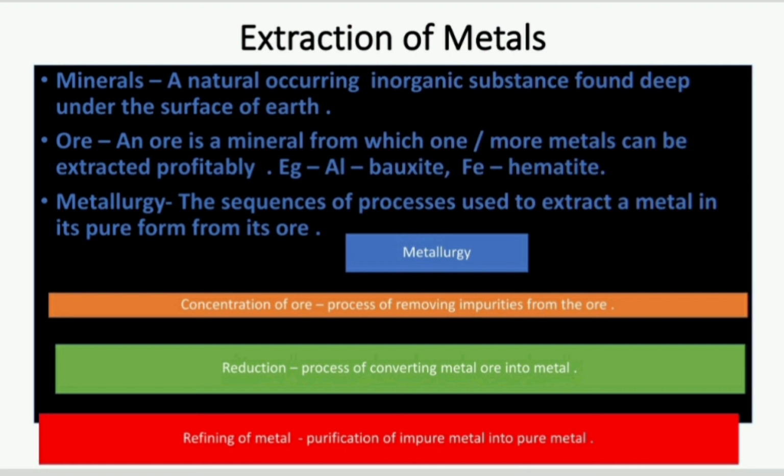The last step is refining. In the second step, we have got the metal in the free state, but that metal is not 100% pure; it contains some impurities. So the last step of metallurgy is refining, which means converting the impure metal into pure metal. That means the purification of impure metal. This is called refining, which is generally done by electro-refining. We have already discussed this in the chapter on chemical effects of electric current.